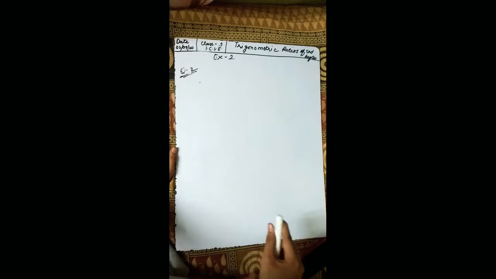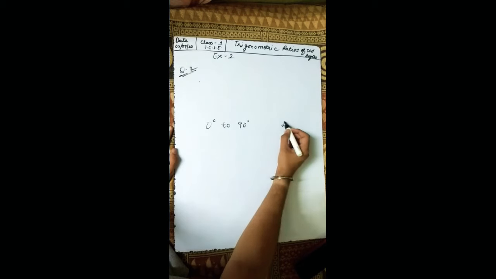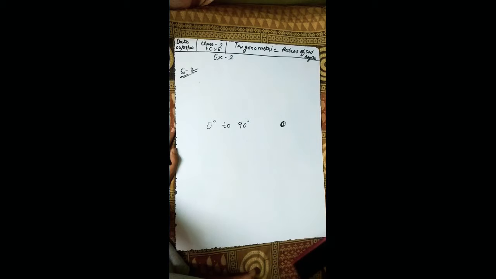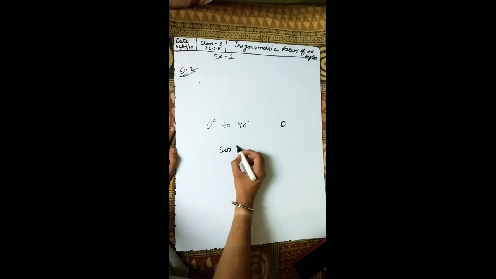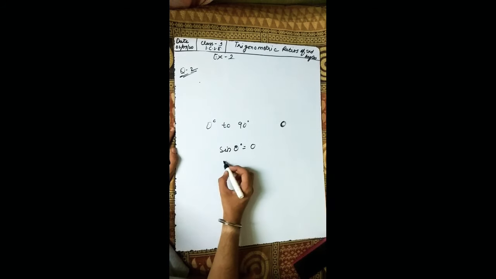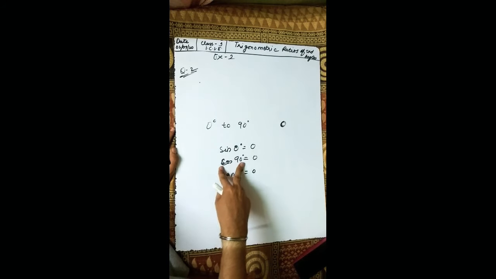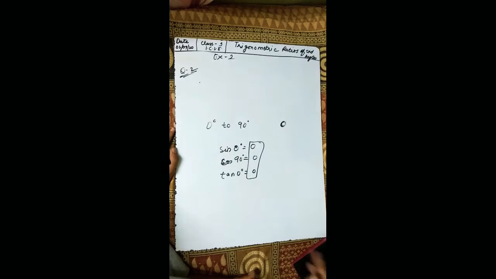Okay. If you see question number 2, they're asking, let me read the first question: write the trigonometric ratios of angles from 0 to 90 degree which are equal to 0. So they're asking which trigonometric ratios give 0 as an answer from 0 to 90 degree. Sine 0 degree is 0, cos 90 degree is 0, and tan 0 degree is 0. So sine 0, cos 90 and tan 0 give 0 value. Like that you have to answer.